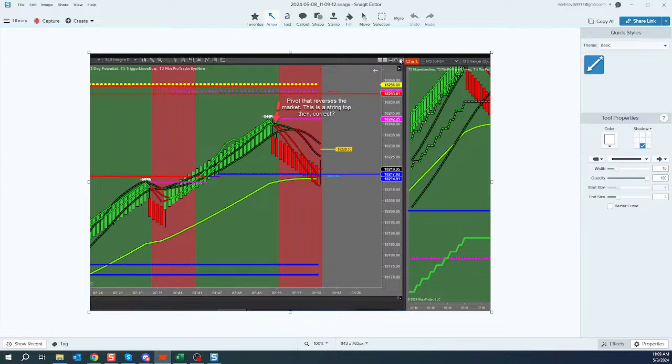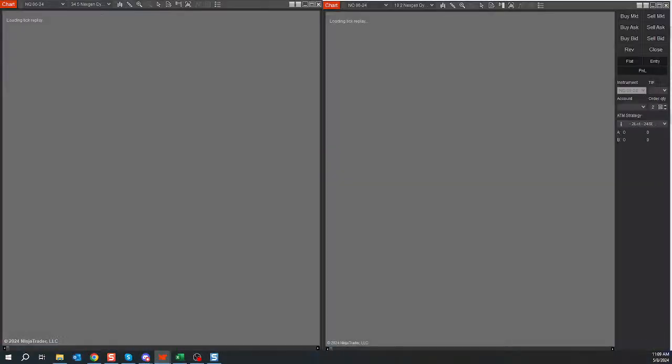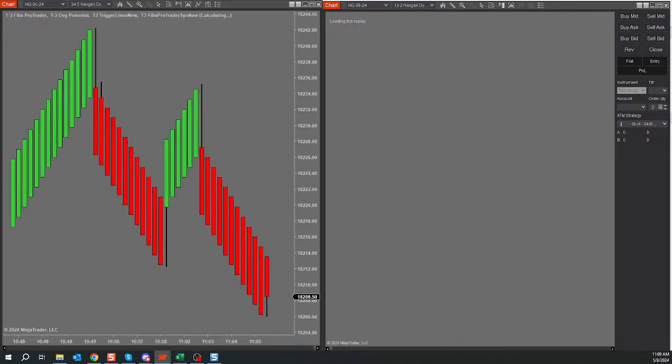I'm struggling today, guys. I'm going to pull this back up. So pivot that reverses the market. This is a strong top then. All right. So Kenny, let's go through definitions real quick while I black out everything from your view.